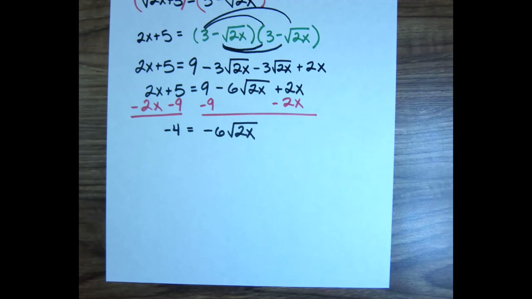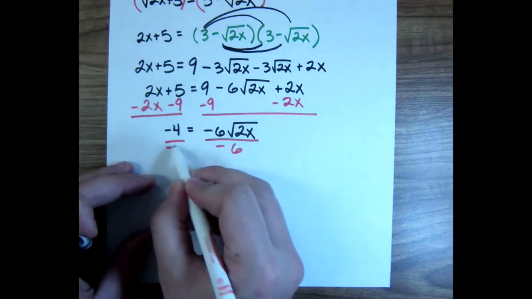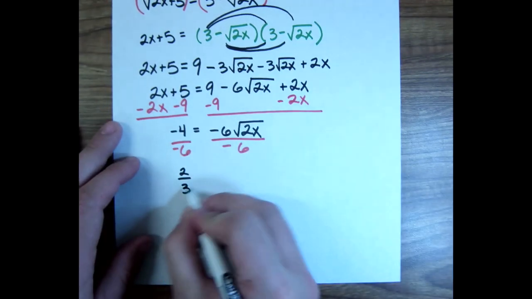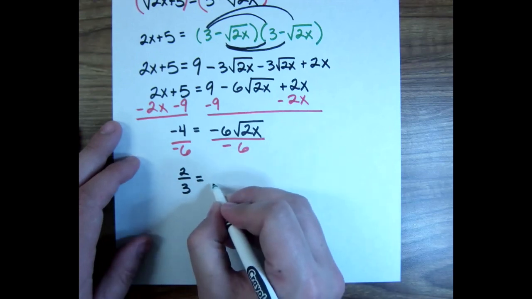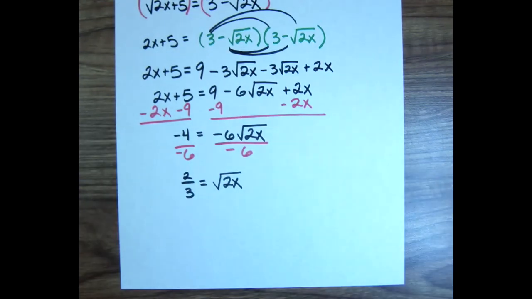Do I have the radical by itself yet? No. I do not. So, yeah, let's just divide both sides by negative 6. That seems like a great idea. You are so smart. Sometimes. 4/6 reduces to 2/3. It's a negative divided by a negative, so positive. Wow, this is all of a sudden looking pretty doable. Yeah, now I've got the radical all by itself.